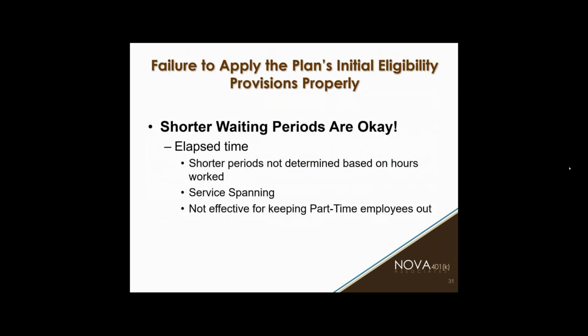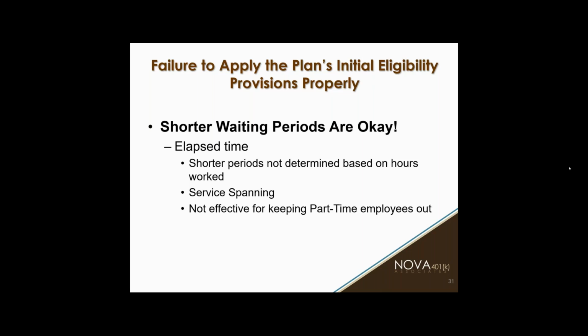So shorter waiting periods are okay. We have a lot of plans that have either immediate eligibility, so the minute somebody's hired, they're in, or a 3-month wait, 6-month wait. You can have those shorter periods, not a problem. Those are a little easier to calculate because there's no hours required for those types of periods. They're done on what we call an elapsed time basis.